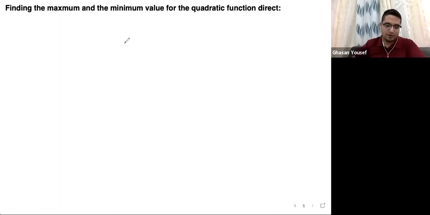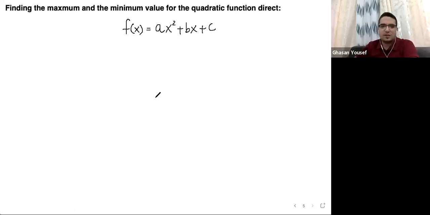First of all, I have my quadratic function, which looks like this: f of x equals a x squared plus bx plus c. Using this function, I'm going to find the maximum or minimum value directly, without rewriting it in standard form, because changing it to standard form would take a lot of time. I'm going to find the minimum and the maximum directly from this quadratic function.